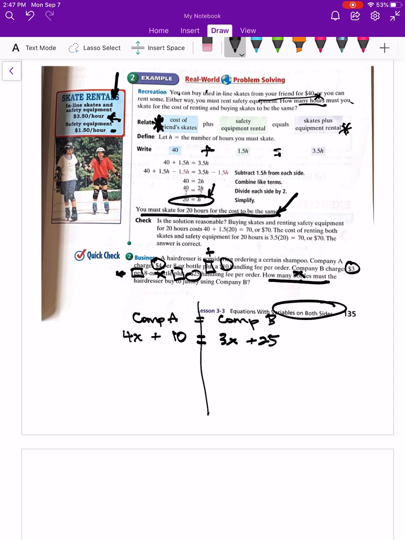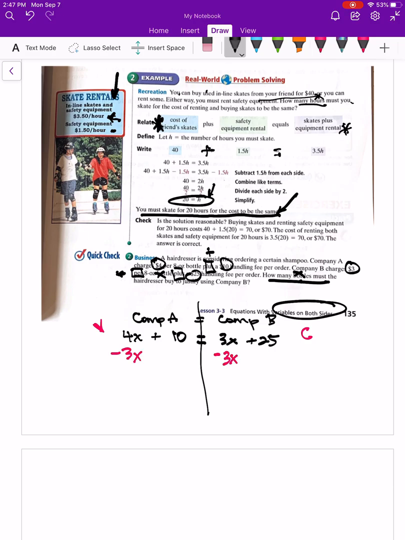So now I'm going to go ahead and solve. So just like we did with the problems, we're going to put variables on one side and constants on the other. I'll make this my variables, I'll make this my constants. So if I'm going to leave 4x here, I'm going to subtract 3x to the other side.